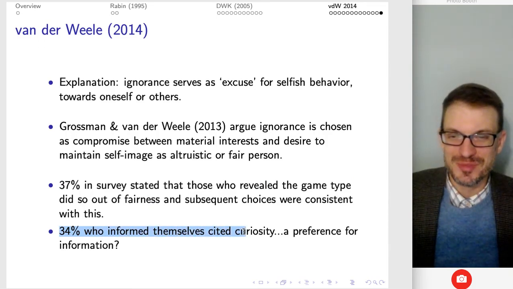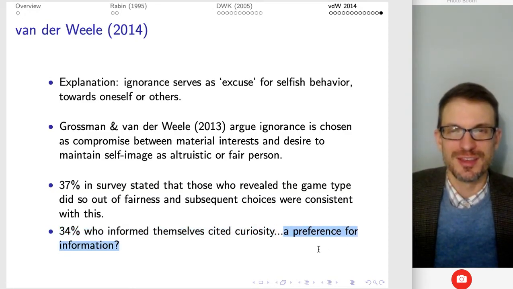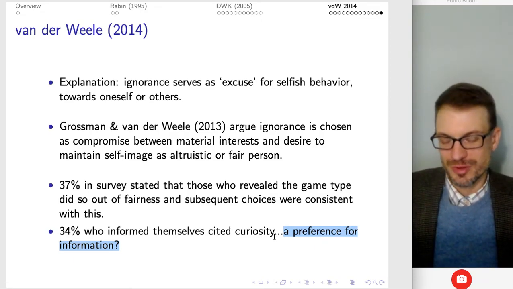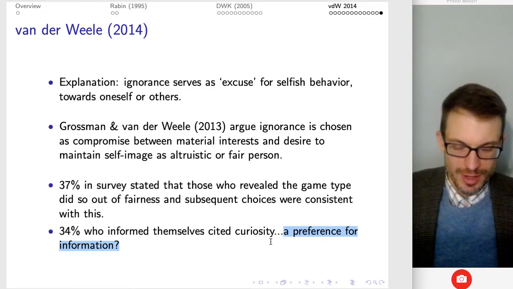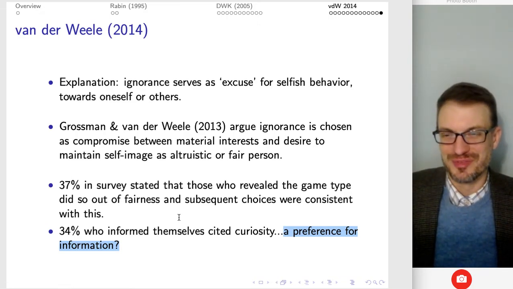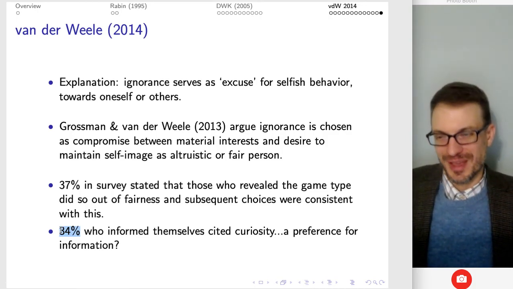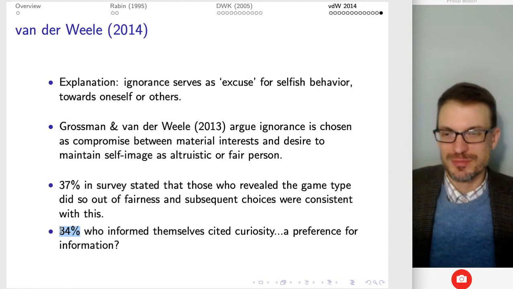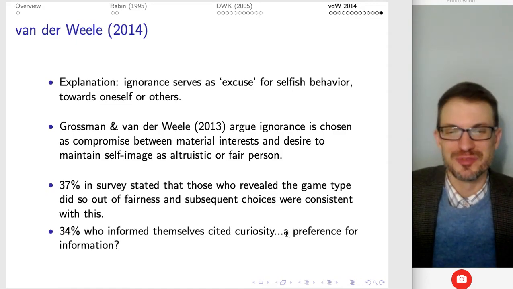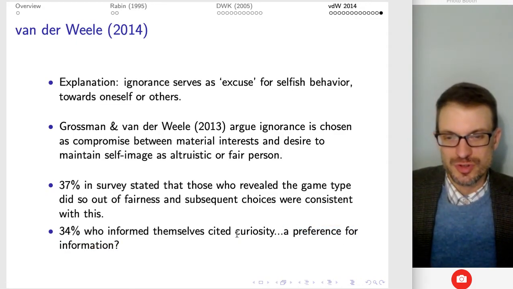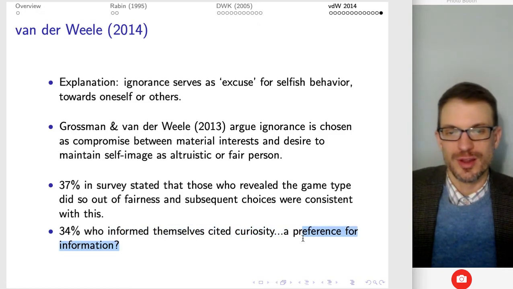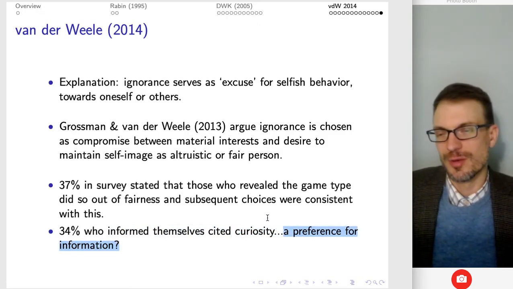34% who informed themselves, who learned what would happen to the recipient, cited curiosity. In some sense, maybe some preference for information. I suppose the most charitable reading would be that they want information. They want to know things. The less charitable version would be, I want to know if I've done better than the other person, or I want to benefit from seeing that they've not done so well, or whatever is the case. You could tell a lot of stories here. The most charitable story is that these individuals who are just curious actually just wanted to know what would happen. I don't know.